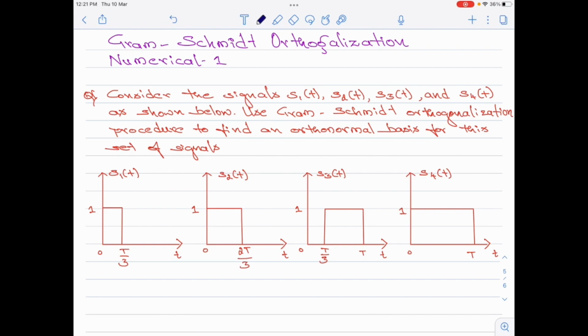If you look at the signals carefully, S1 of t is defined over the interval 0 to T by 3, S2 of t is defined over the interval 0 to 2T by 3, S3 of t is between the interval T by 3 to capital T, and S4 of t is between 0 to T itself. Please note all of them have the same amplitude, which is equal to 1, over the intervals wherever they are defined. So, let us start with the solution part.